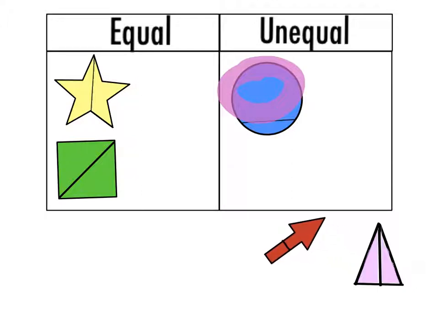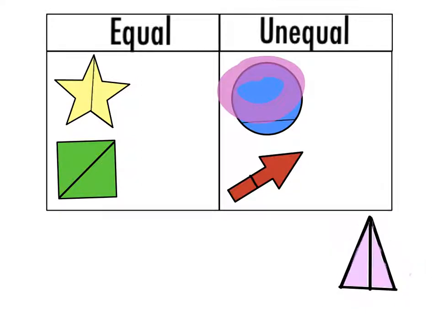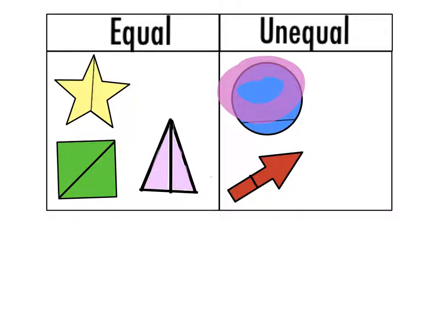The arrow is unequal. One side is a larger portion than the other. Lastly, the triangle is split evenly because both sides are the same size.